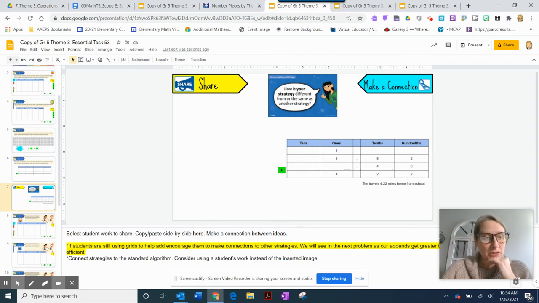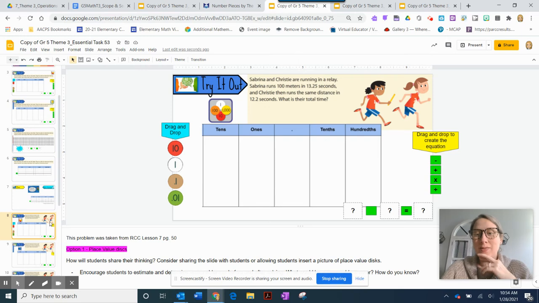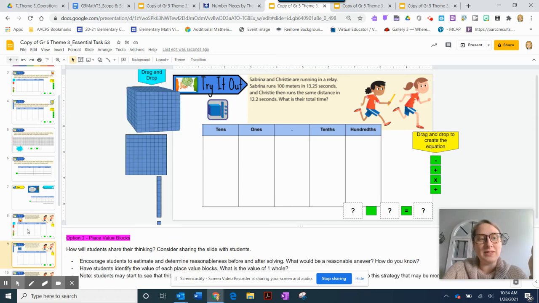And we'll notice as we look at our next try it out problem, this is going to come into play a little bit more because these are greater numbers, right? So we have 13 and 25 hundredths plus 12 and 2 tenths. So now we're in the teens. So some of these strategies are going to get a lot more difficult. So really, once again, thinking reasonableness, what would be a reasonable answer here? How do we know? And then we have those same strategies.